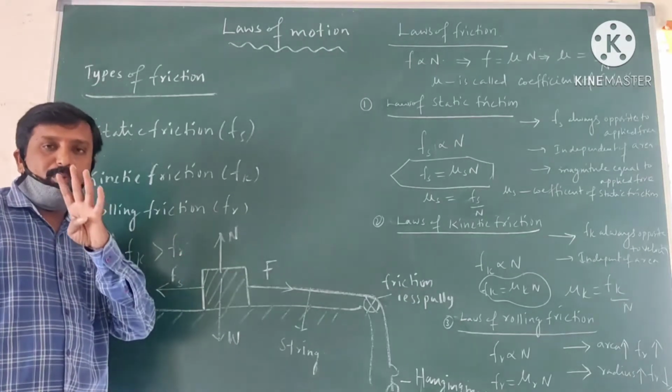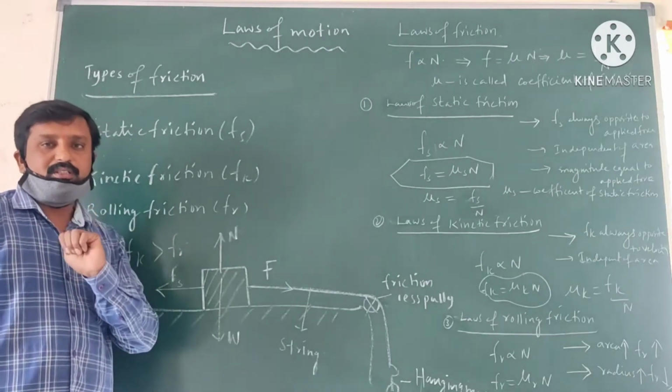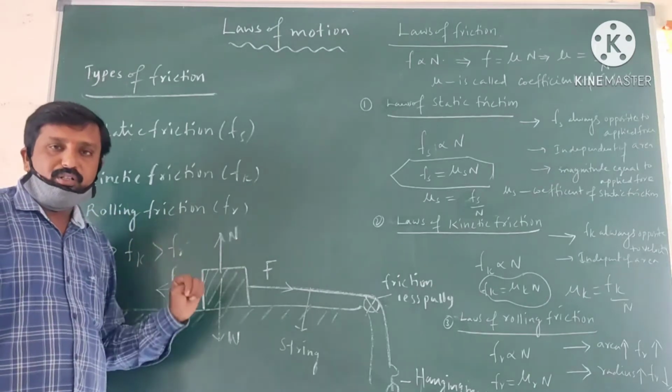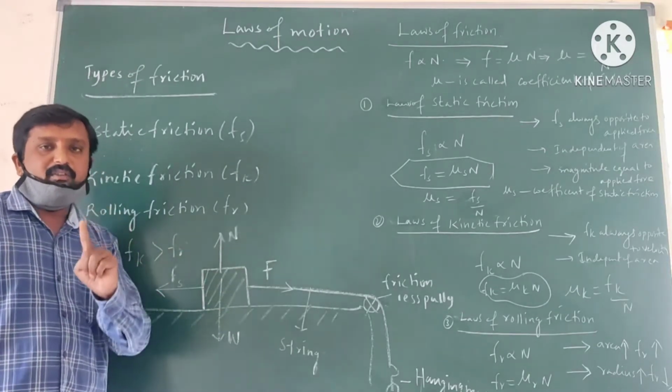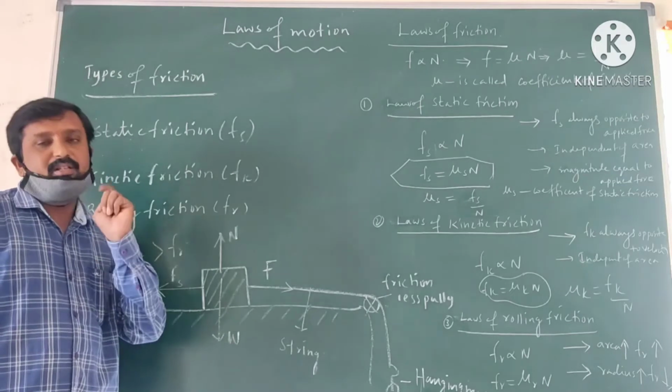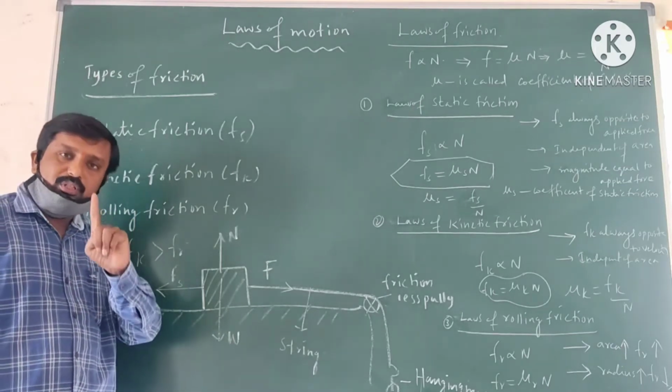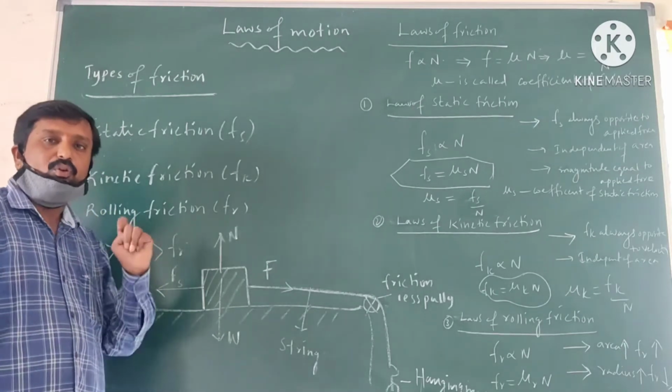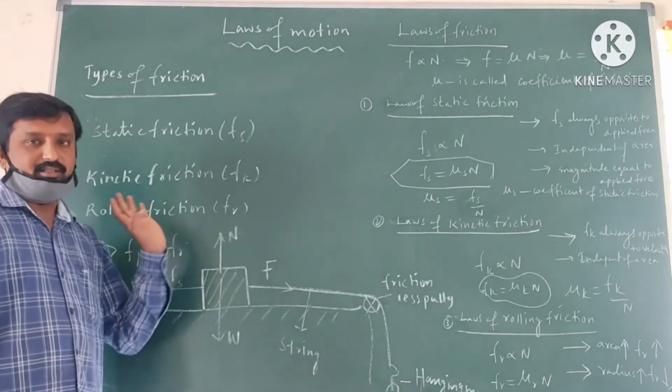So, we know four methods for reducing friction. One is by polishing the rough surfaces. Second, using ball bearings. And third, using lubricants. The fourth one is streamlining.